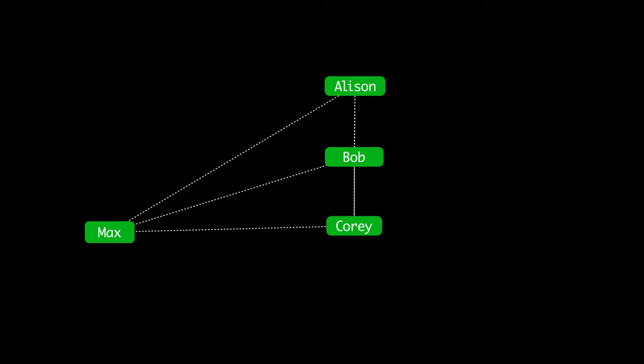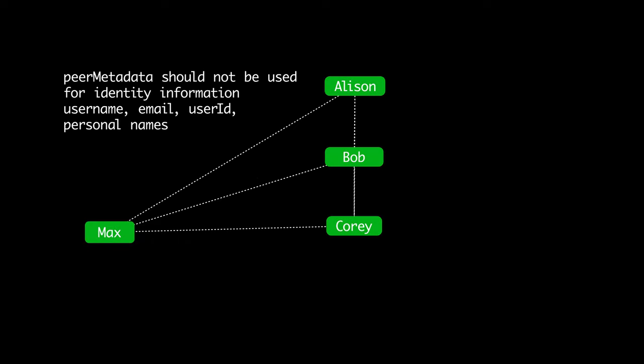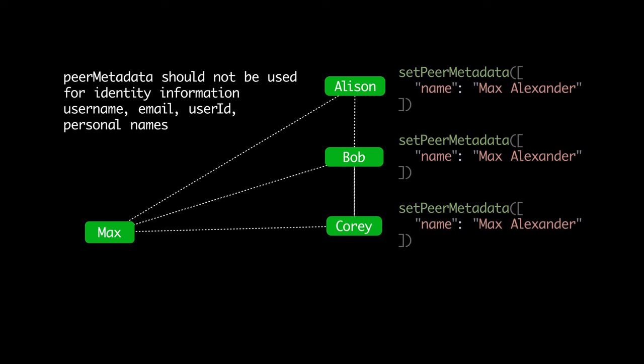However, even though this property is peer assigned, it's recommended that user identification information be used with caution. For example, putting information such as user IDs or names and relying on the authenticity isn't advised because nothing stops 10 peers from saying that they are Max Alexander. So it's best to understand that peer metadata is authentic from the remote peer, but the input could be arbitrary.